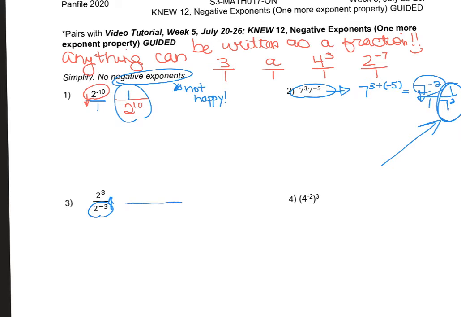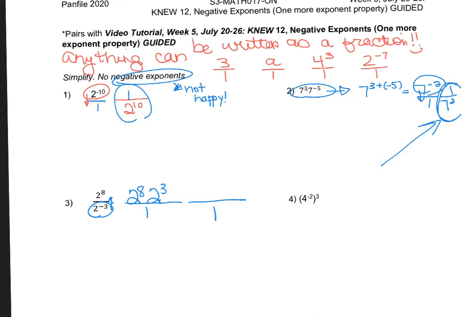So the 2 to the 8th, he's happy where he is, right? Because positive 8. Happy, happy, happy. But the negative 3 is not happy. So he wants to come up with the 8. Now, do I need a placeholder on the bottom? No, you don't, but you can have one. I will never penalize you for having a placeholder on the bottom.